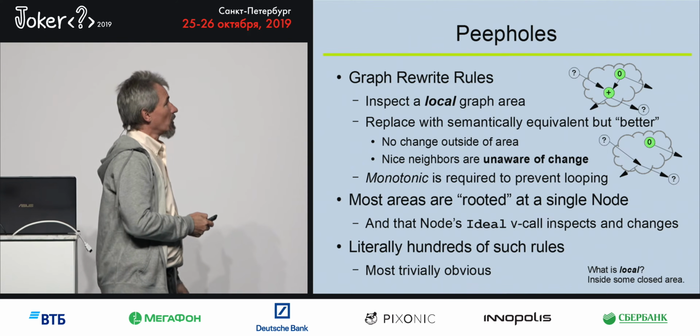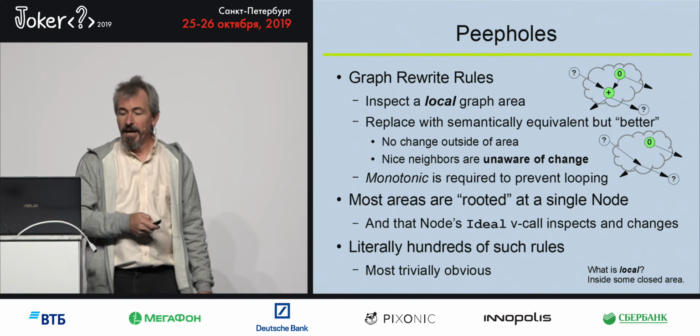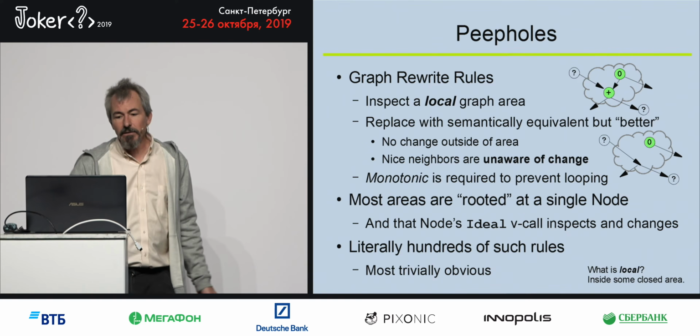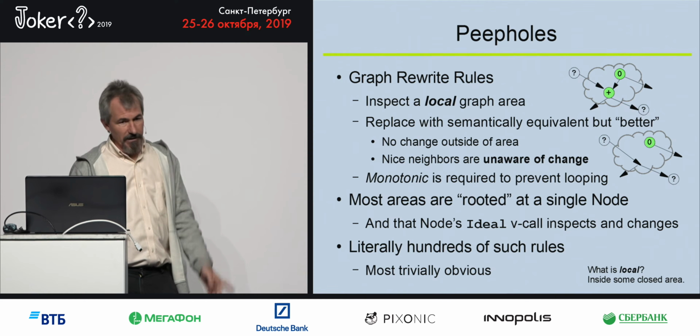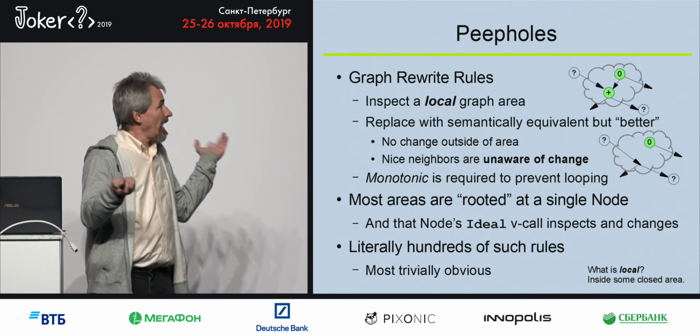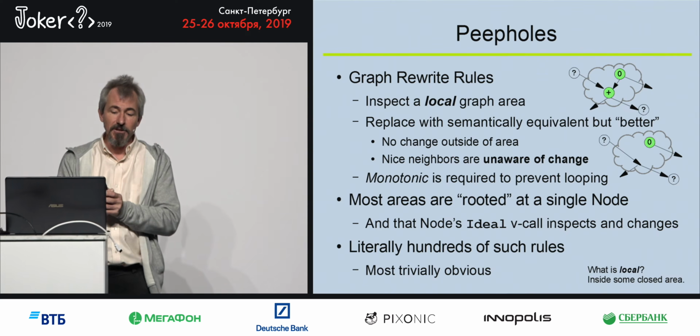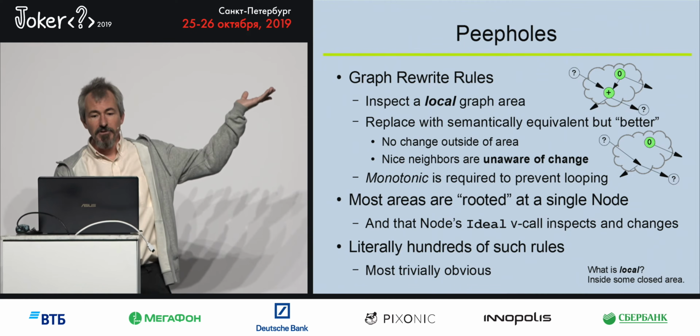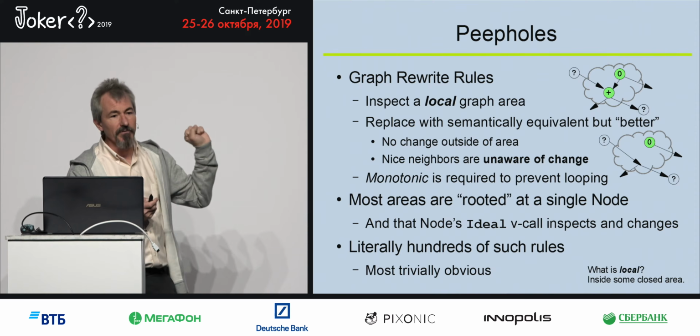Most of these areas are rooted at a single node, which has a virtual call, what's called Ideal, that does an inspection of what it declares to be its local area and makes the change if it thinks there's something beneficial, and flags saying, hey, I made a change. There are literally hundreds of these rules. Most of them are trivially obvious.